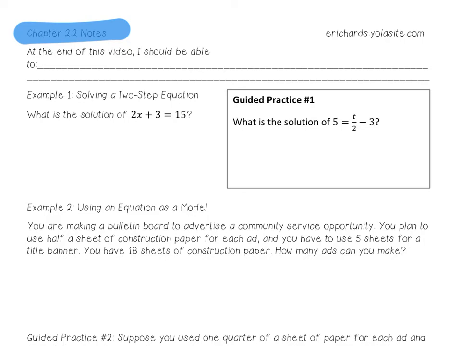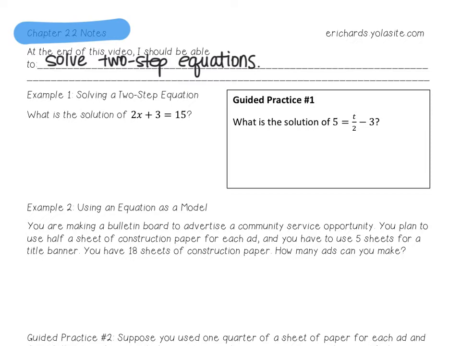Chapter 2.2. In this video, you're going to learn how to solve two-step equations. To solve a two-step equation, what you want to do is always remember the order of operations, and when you solve equations, you're going to solve them in the reverse order of operations.